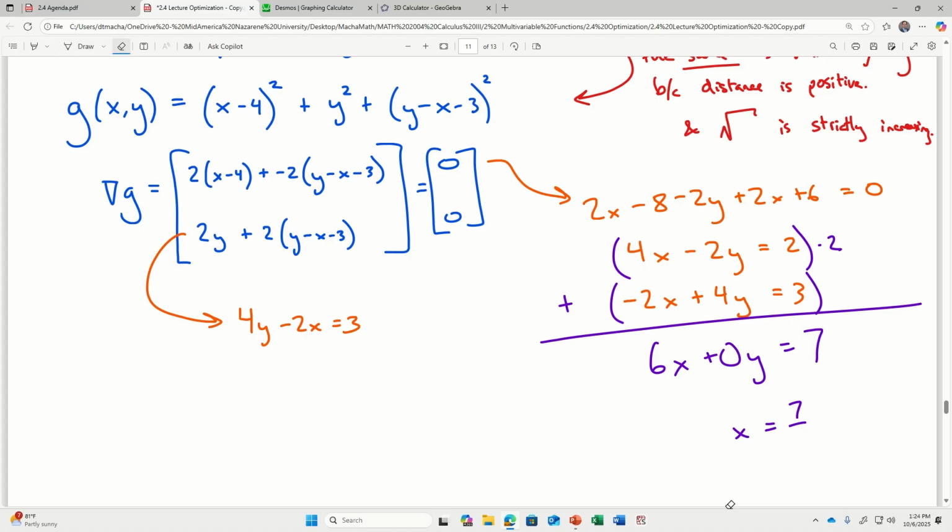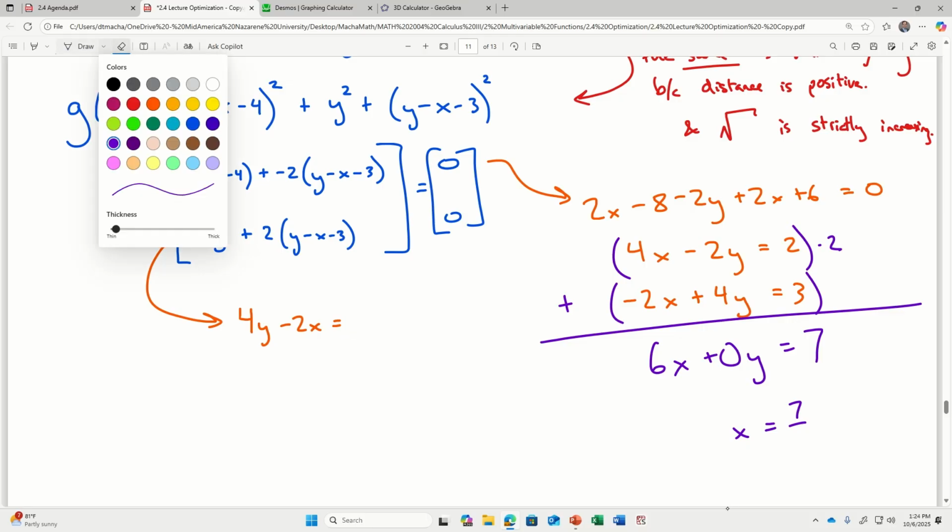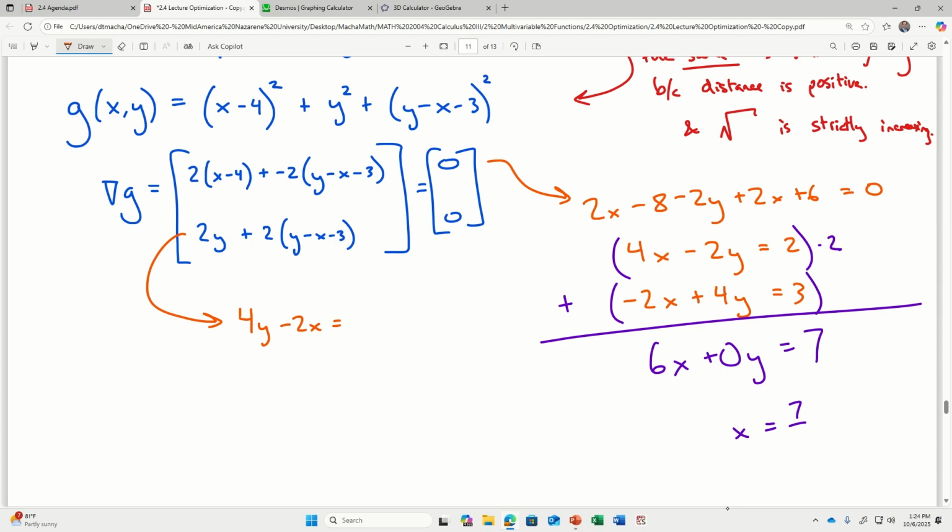How did you get equals 3 for the second equation there? Oh. Thank you. Glad you guys are willing to speak up about those kind of things. It saves me a lot of time if you catch my mistakes early.